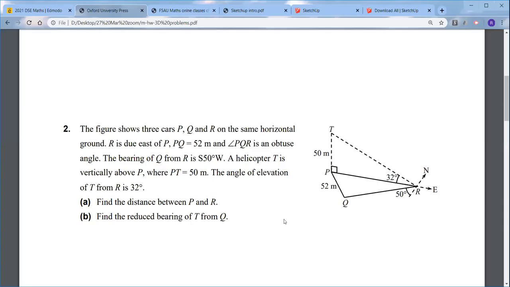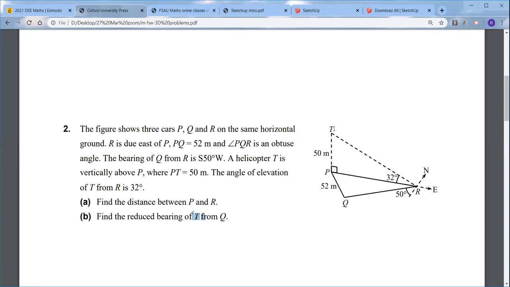All right, and then the next issue about this question is, if you remember I said that all the bearings happen on the horizontal ground. All right, bearings are just on the ground level. But somehow in this question, they ask for the bearing of an elevated point. It is asking for the bearing of T from Q.